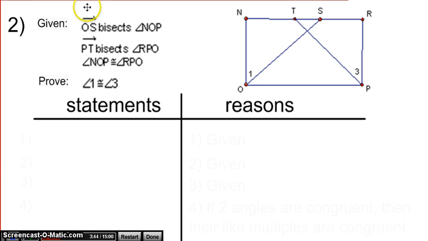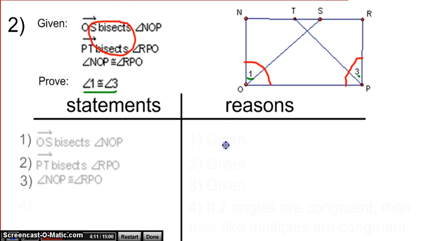This next problem, we are looking at angles in this case. So we are talking about angle NOP is congruent to angle RPO. And again, we have a double use of bisect. So we are cutting each of those angles in half, and when we cut those angles in half, we are going to be left with angles 1 and 3, which is what we're trying to prove in this case.